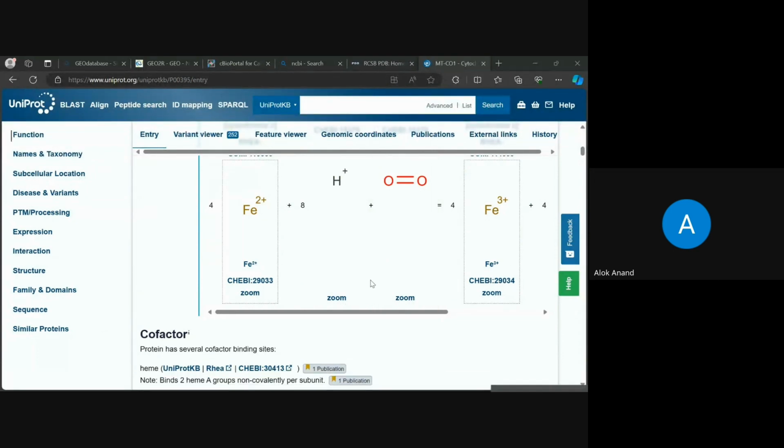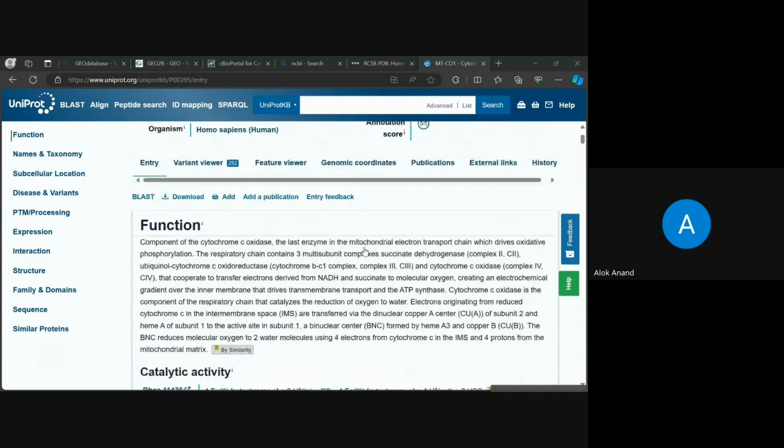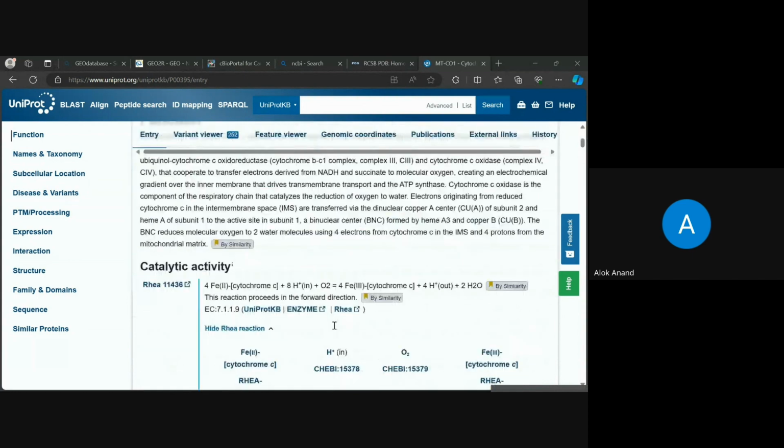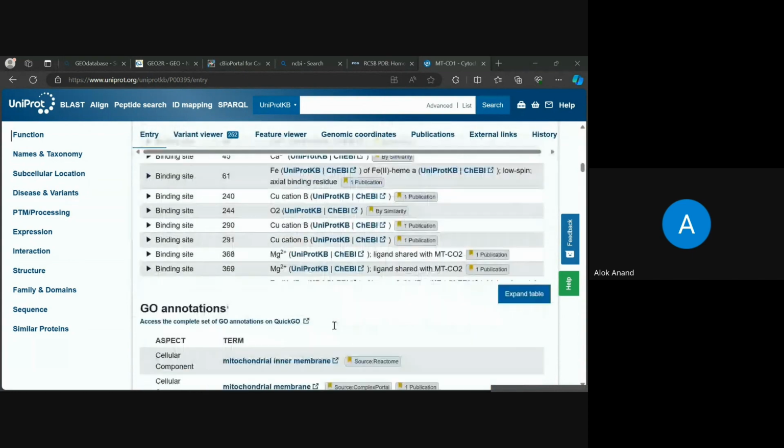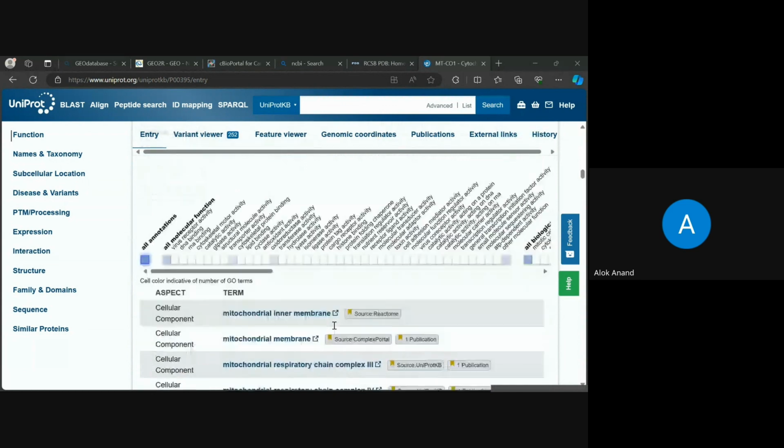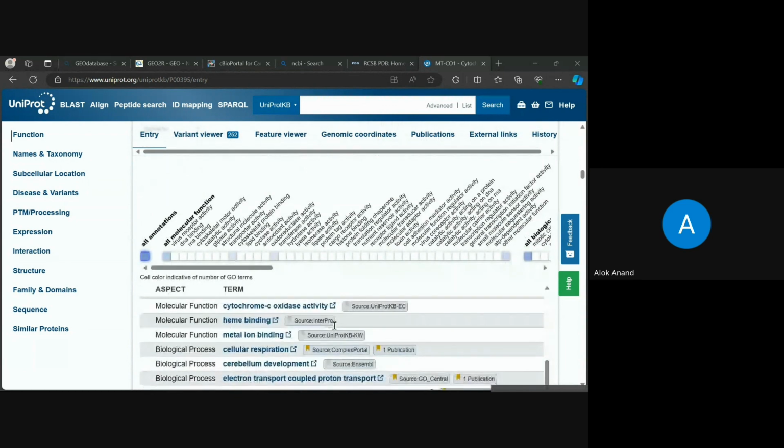See, this contains a lot of information you need to know. So you can get the information about the proteins from here.